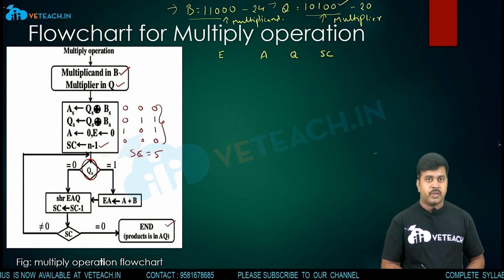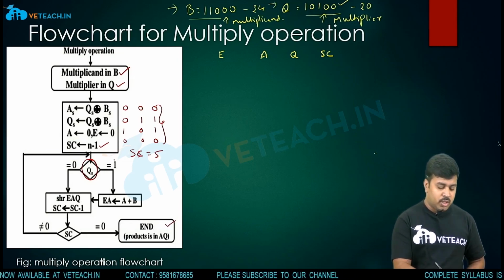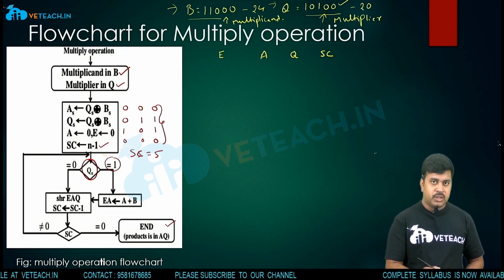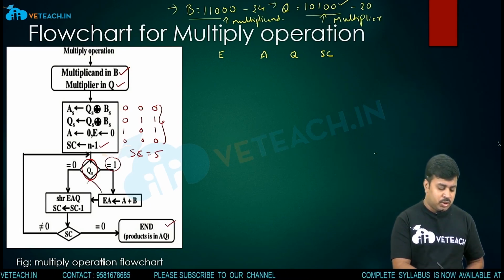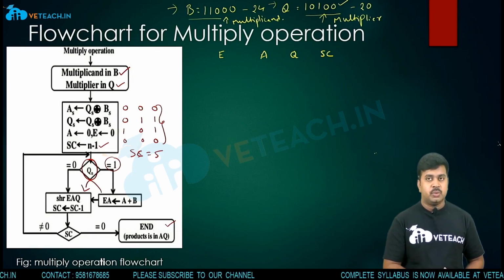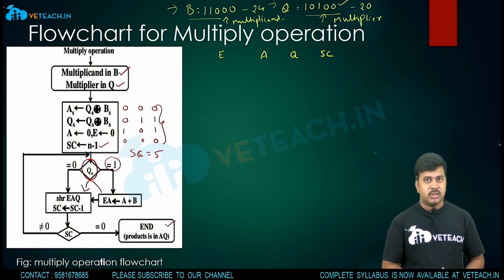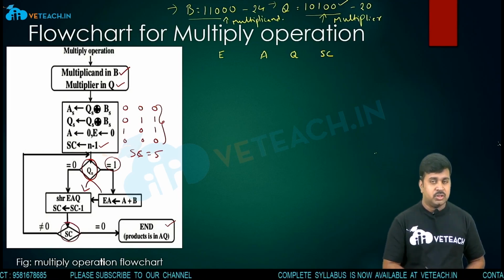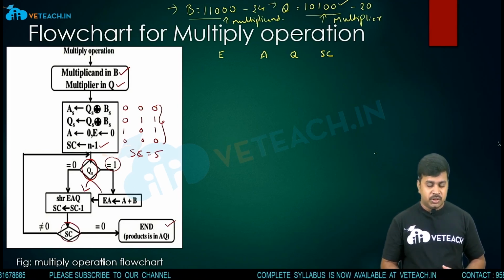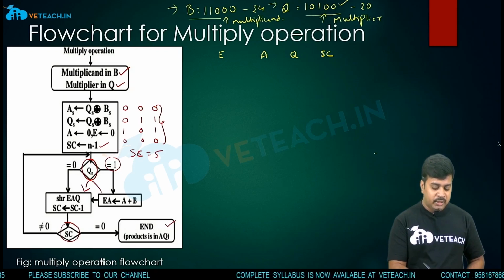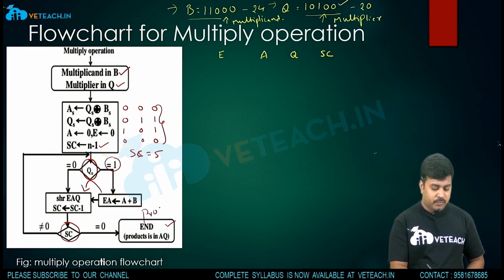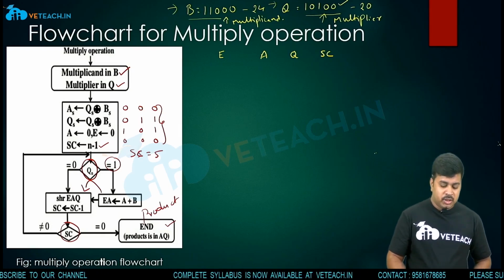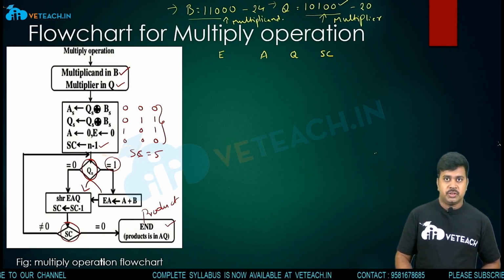After that you are going to store the final value in A and Q. If Qn is 1, you are simply doing A plus B, and then after doing A plus B, again you are doing shift right of EAQ, and then you are going to decrement the sequence counter, and again you have to check whether the sequence counter is 0 or not. If it is 0, you are going to simply end the product here. Okay, so the final product will be stored in the A and Q registers.